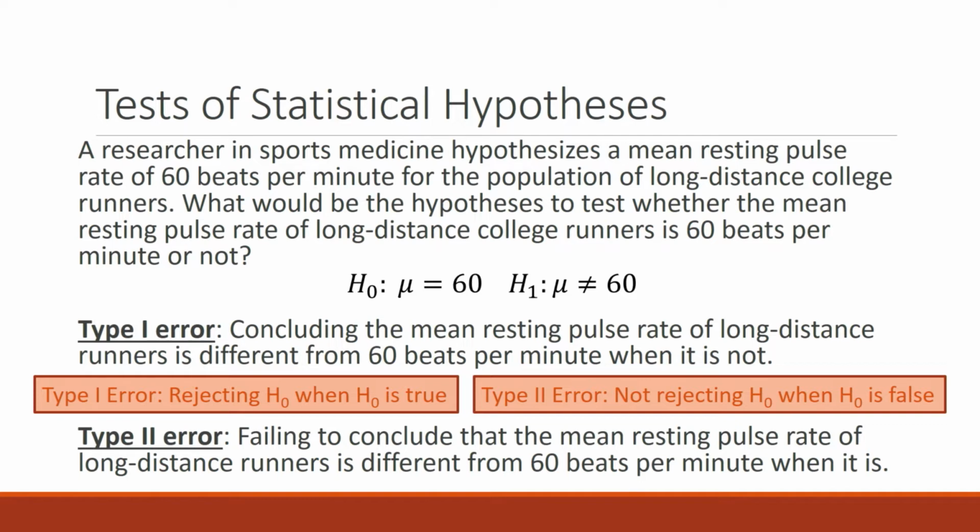Type 2 error, on the other hand, in this particular example, would be failing to conclude that the mean resting pulse rate is different from 60 beats per minute, when in fact it actually is. So again, formally, generally speaking, a type 2 error is not rejecting H sub 0 when H sub 0 is actually false.